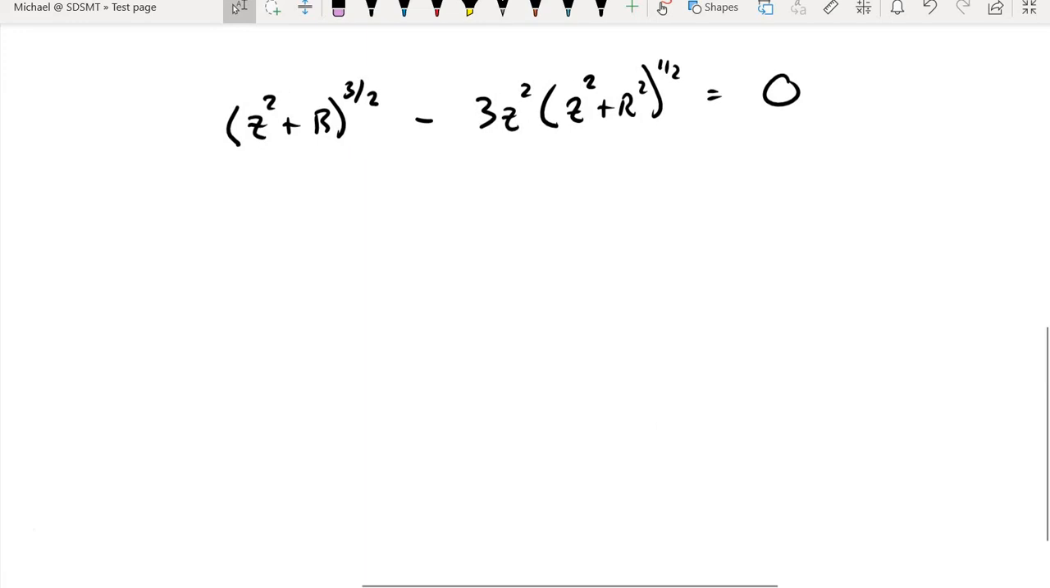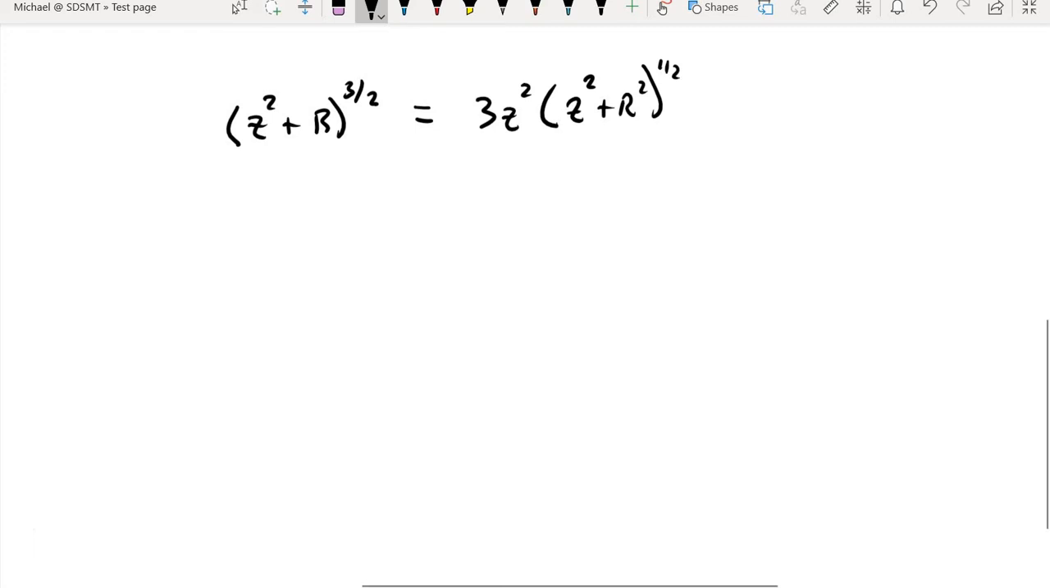The next step in solving for z is I'm going to take the second term in our expression, and I will add it over to the other side. So when I add it over to the other side, basically we're just going to flip the sign on that term. So we get something that looks like this.